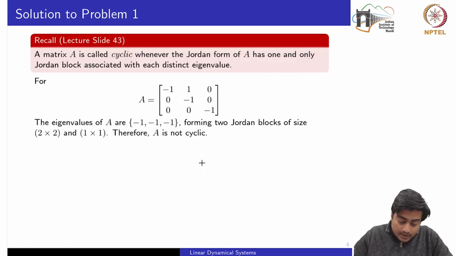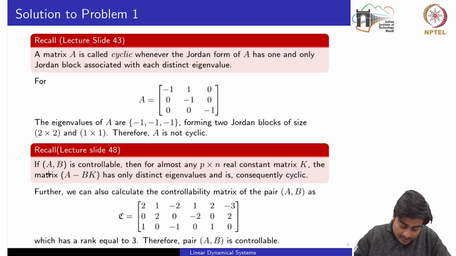So now recalling the lecture slide, we have defined a matrix A as a cyclic matrix whenever the Jordan form of A has one and only one Jordan block associated with each distinct eigenvalue. So for the given matrix A, we can first compute the eigenvalues, and we see that there are repeated eigenvalues at -1, which form two Jordan blocks of size 2 cross 2 and 1 cross 1. So according to the definitions we had introduced in the slide, the matrix A is not a cyclic matrix. Okay.